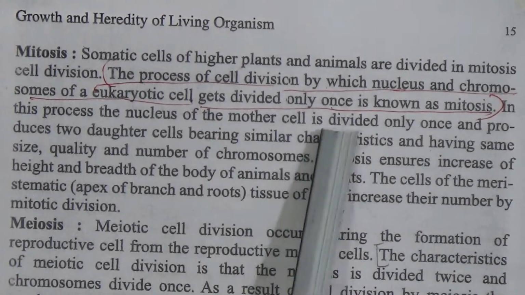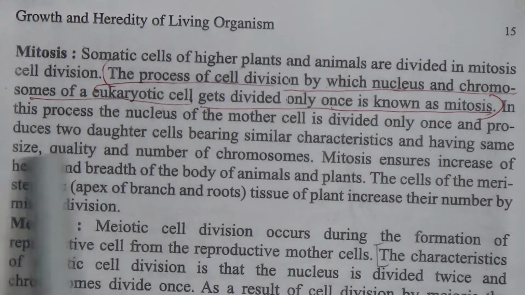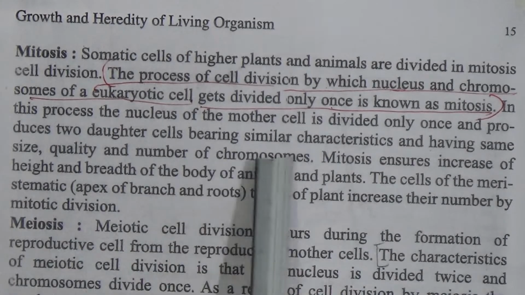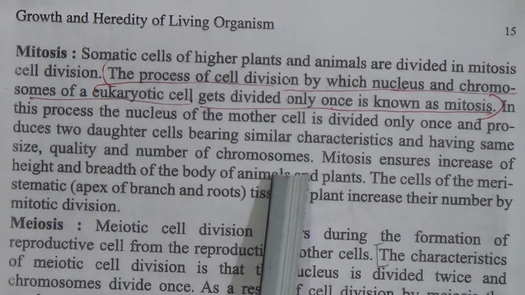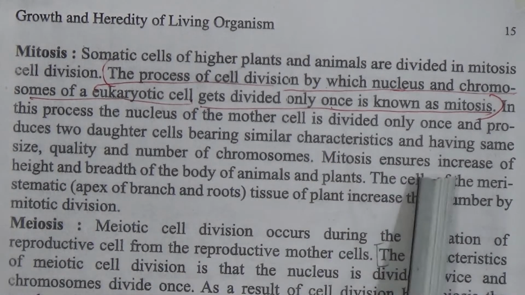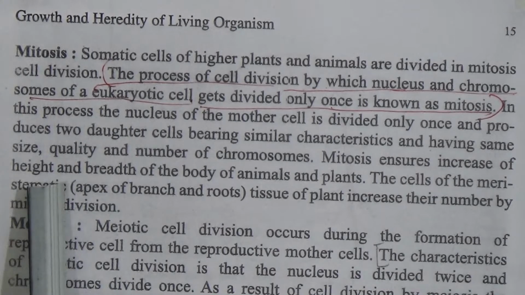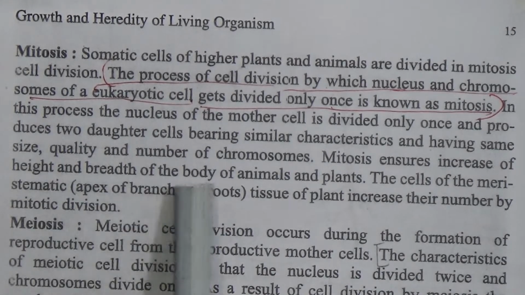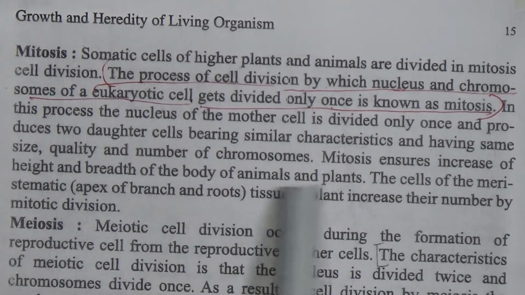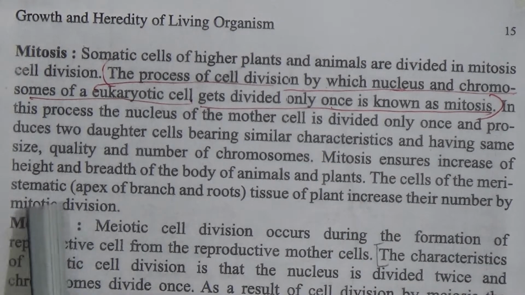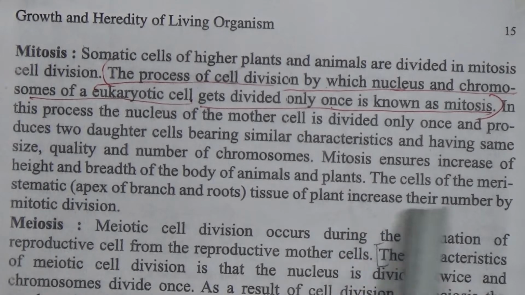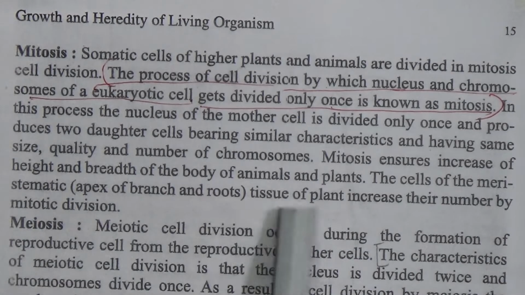In this process the nucleus of the mother cell is divided only once and produces 2 daughter cells having similar characteristics and the same size, quality and number of chromosomes. Mitosis ensures increase of height and breadth of the body of animals and plants, and the cells of the meristematic tissues of plants increase their number by mitotic cell division.